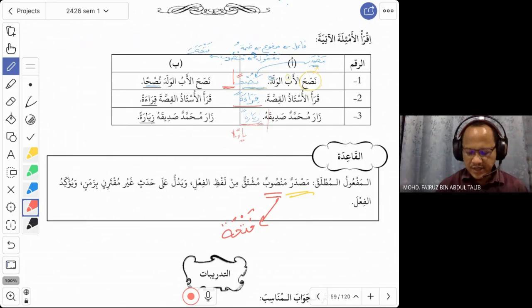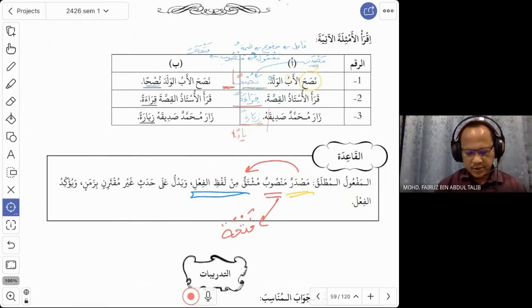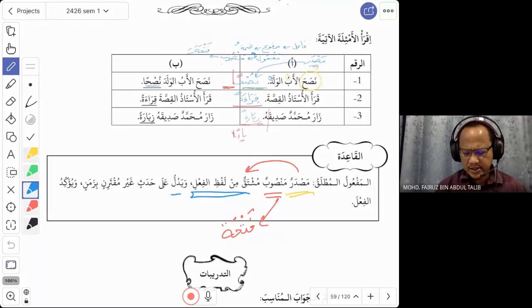And then this masdar must be mushtaq. It must be derived from the fi'il. You must use the same fi'il that is in the sentence and change it to the masdar. That is how you put a maf'ul mutlaq in the sentence. This part is not important: wa yadullu ala hadas ghairi muqtarin bi zaman. This is to explain what a masdar is. No need to have this, but I will just translate. It tells about an action that is not related to time.